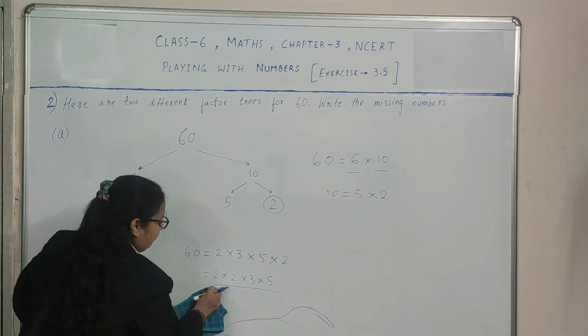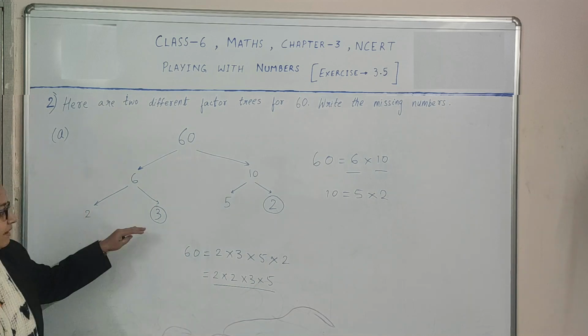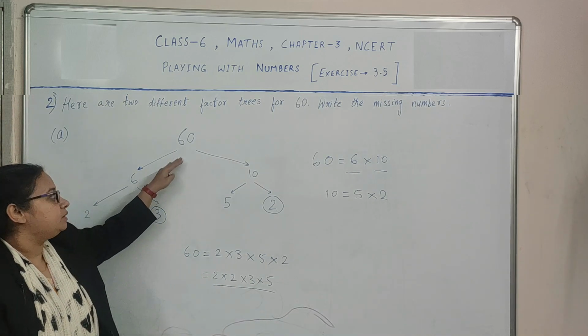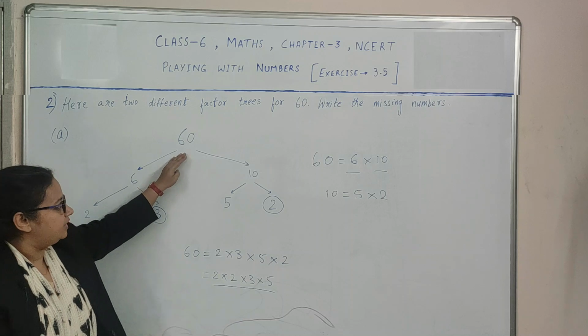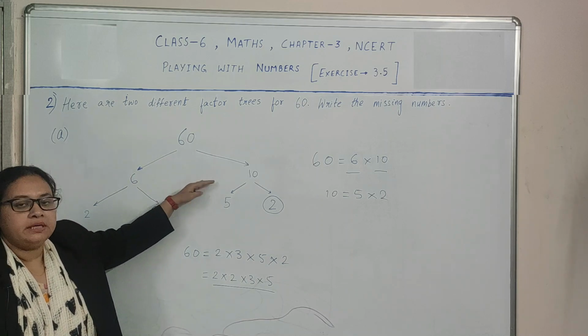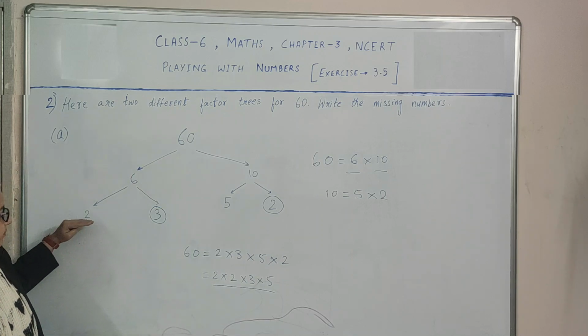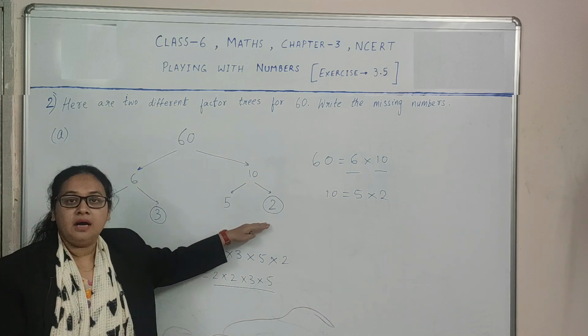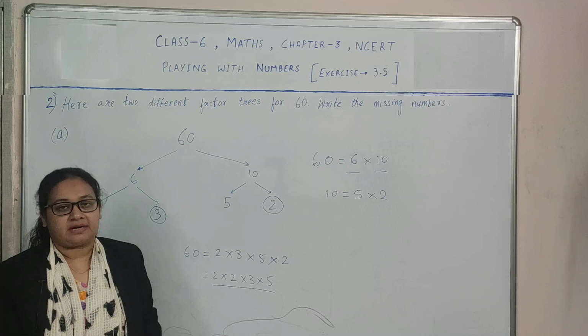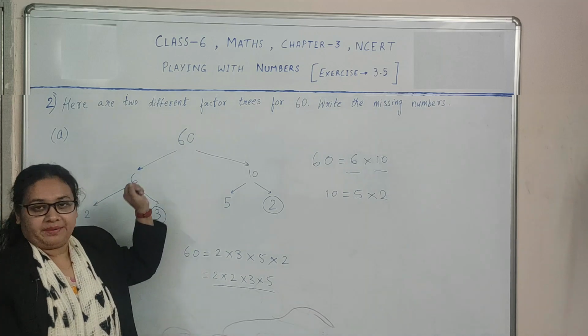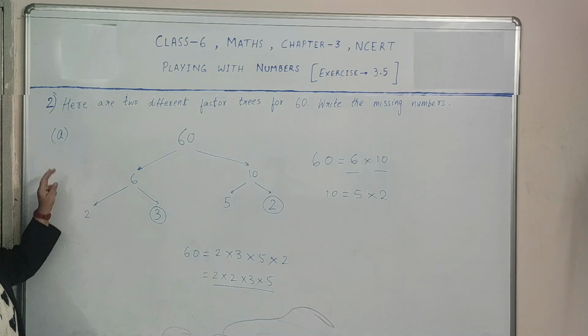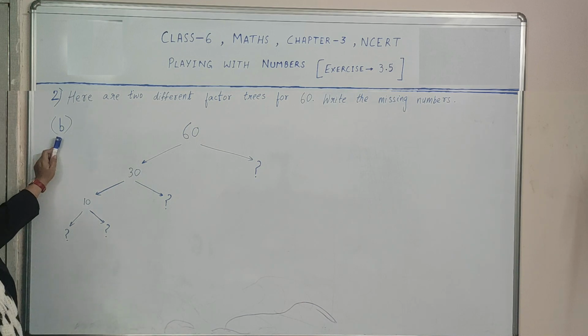Okay, so through the factor tree, what did we get? We got the prime factorization of a number through this factor tree, where the number is split into its branches, and the ultimate result, the end of each branch, gives us the prime numbers, which is the prime factorization of the number. Okay, so we have solved this. Now let's do part B.